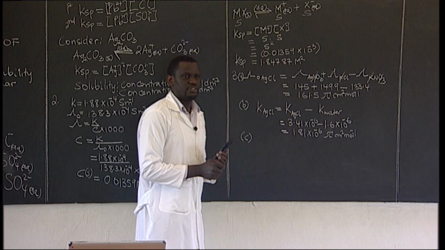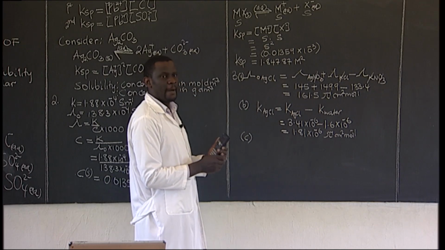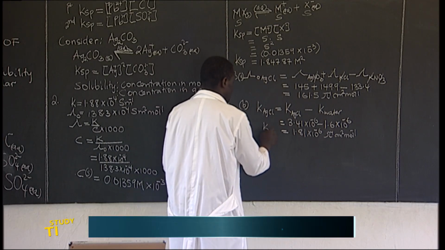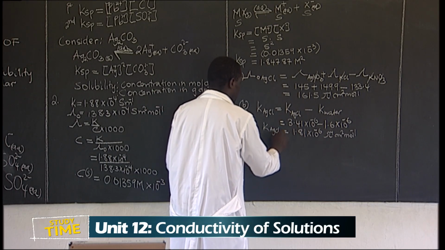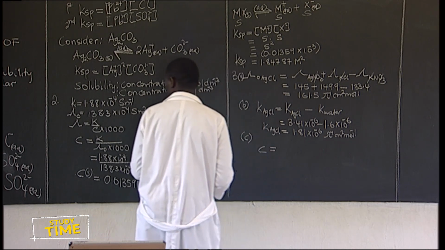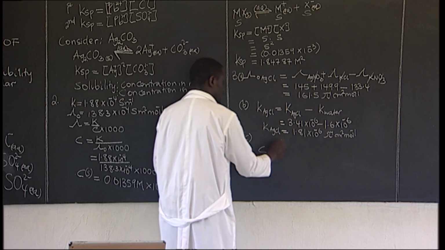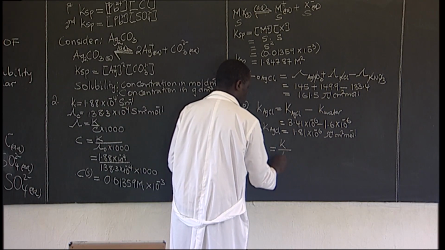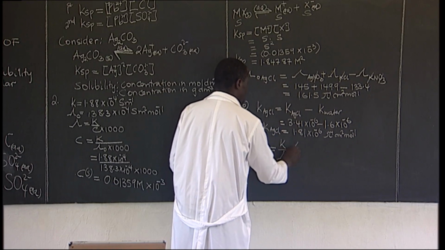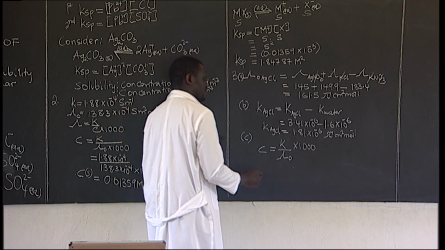So that is our answer. Now we have to go to our solubility product like we have done here. But before we go to solubility product, it's good for us to find our solubility. So this is going to be our solubility, C. C will equal K over molar conductivity, which we have here already. But this time we are going to multiply by 1,000 because we have units in centimeters.